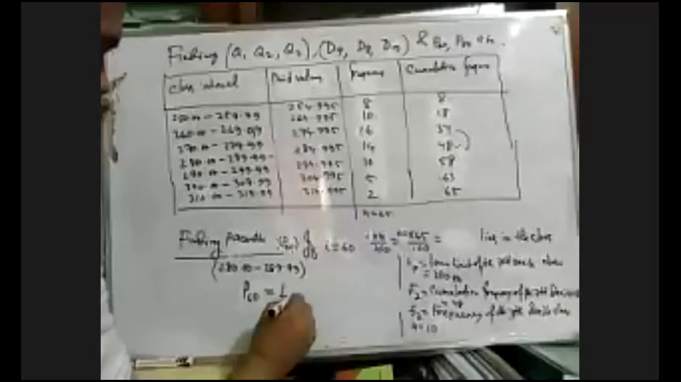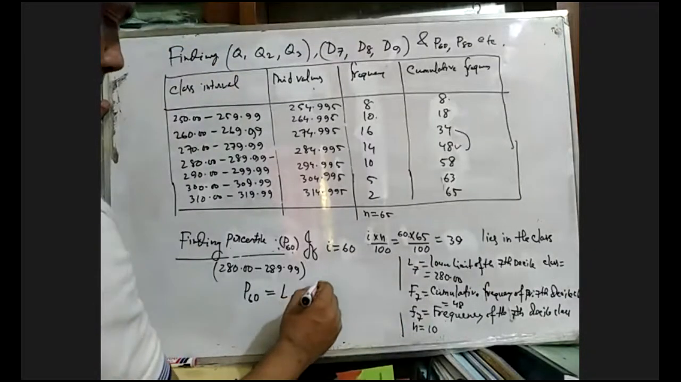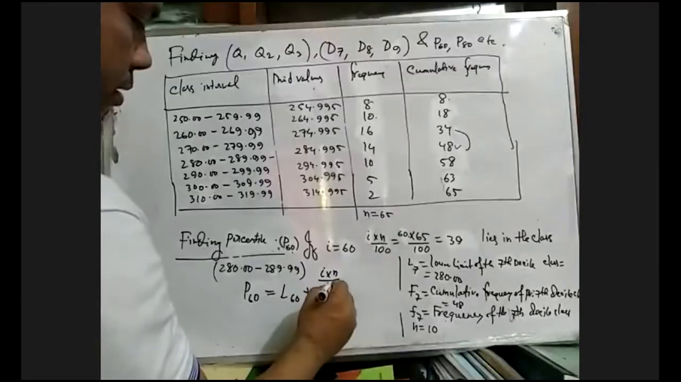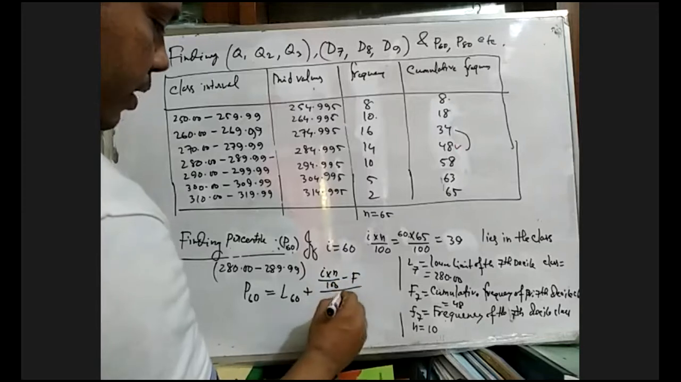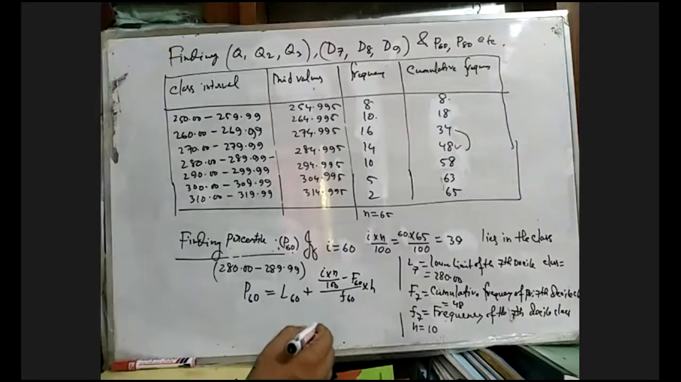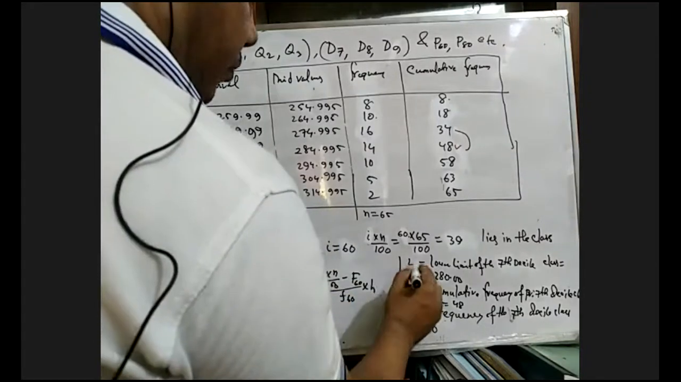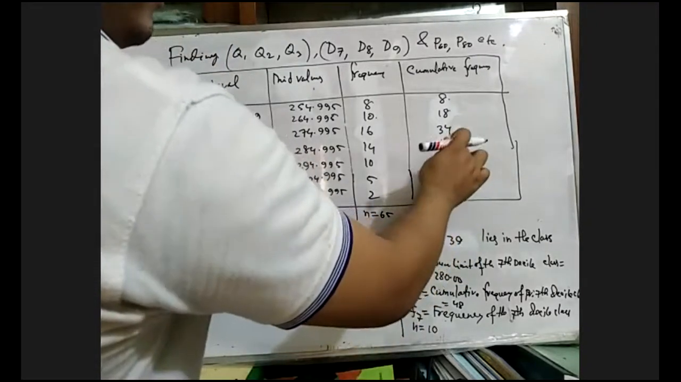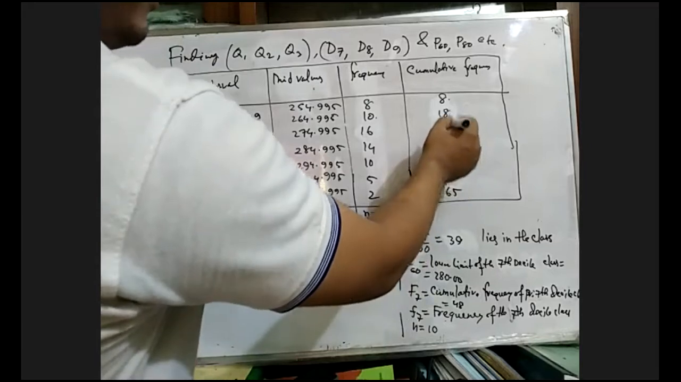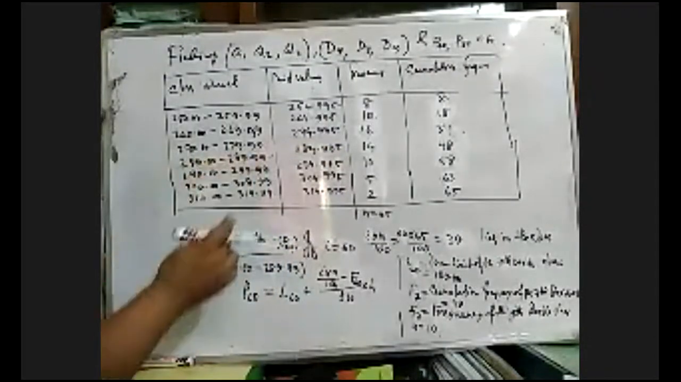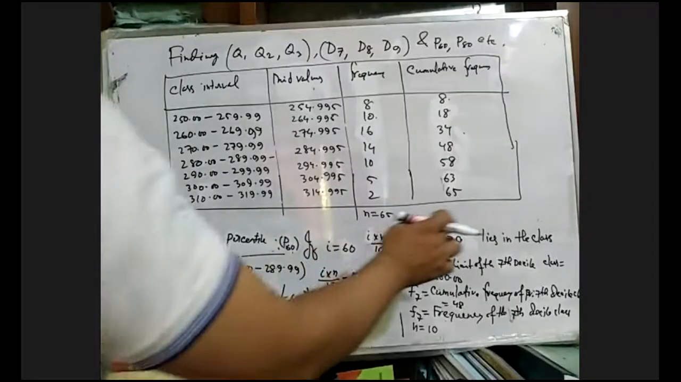That gives 39. The formula is i multiplied by n over 100, minus F, divided by small f, multiplied by s. Here i is 60, for the 60th percentile. Which class does 39 lie in? Not in the first class, but in the class 280 to 289. In this class lies the 60th percentile.